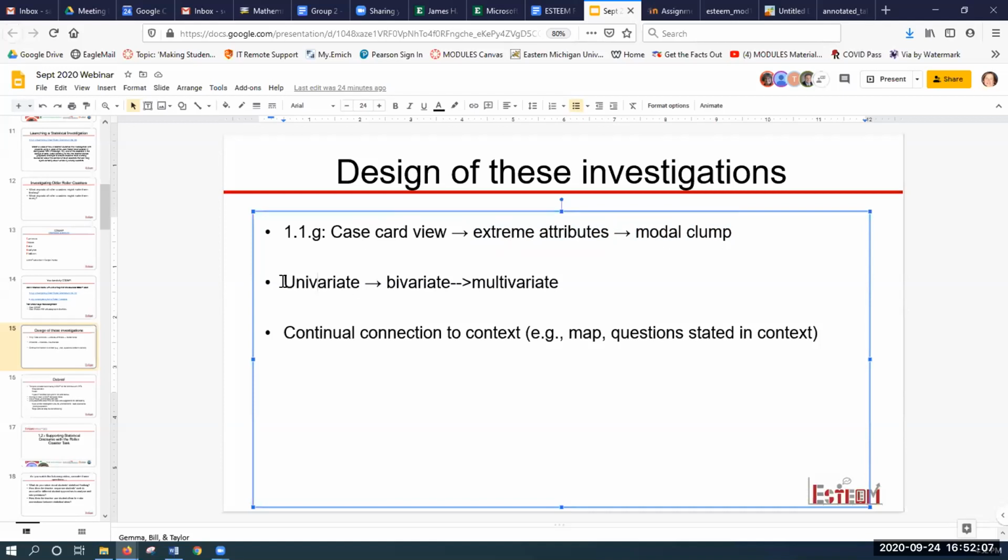You also might have noticed that the investigation started by looking at one variable, then switched to two variables, and then to more than two variables, progressing towards a multivariate data analysis view and how we can do that in CODAP. Lastly, we really tried to keep these true statistical tasks by continually connecting to the context of the data. That was brought out in some different ways.